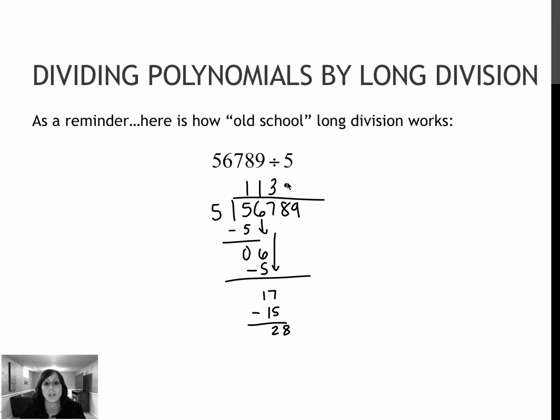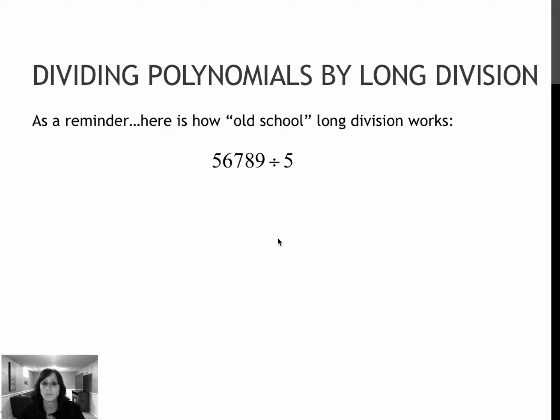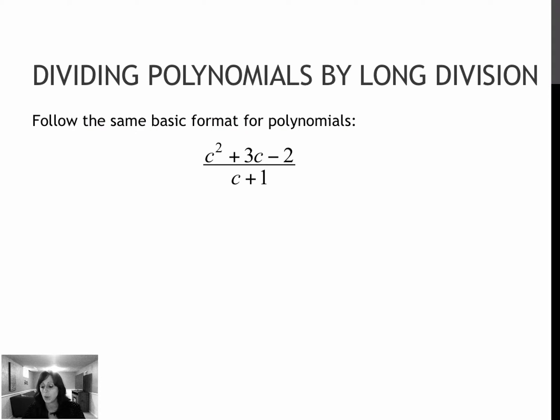So 5 into 28 would be 5. 5 times 5 is 25. And then bring down the 9. 5 goes into 39, 7 times, which is 35, and I have a 4 left over. And for now, we're going to stick with the remainder. And so that is how I would divide that by long division. So notice what I did is I found how many times the value on the outside went into the term, multiplied, subtracted, etc. I'm going to do that for polynomials as well.